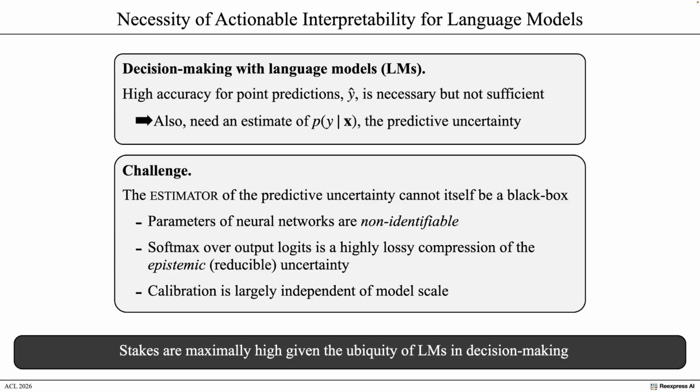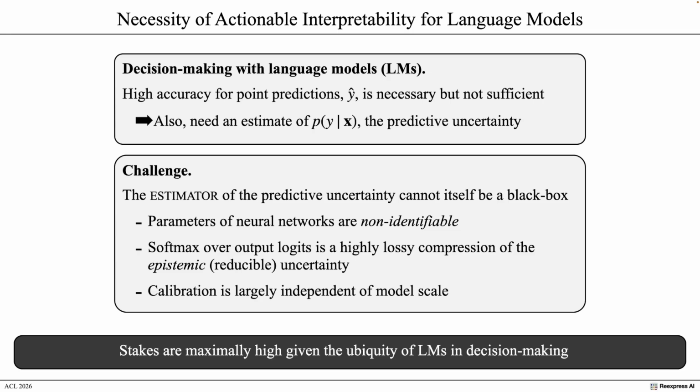When deploying language models, we require high accuracy for our task, but a single point prediction is not sufficient. We also require an estimate of the predictive uncertainty of those classification decisions. This is necessary for constructing reliable search graphs, whether for human adjudication or test time conditional branching of the models themselves. But the estimator of the predictive uncertainty cannot itself be a black box if we're going to trust it for high stakes decision making.